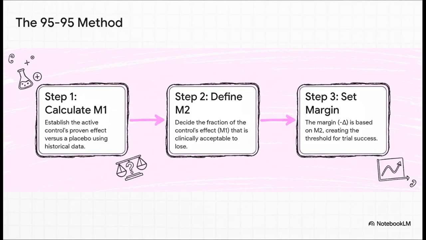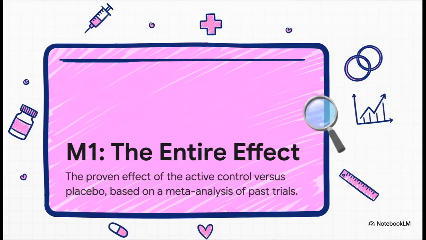So how do you actually justify this margin to, say, the FDA? Well, a common and very rigorous way to do it is with something called the 95-95 method. It's basically a structured process to make sure your margin is based on solid historical proof, not just wishful thinking. Okay, step one is M1. First, you have to establish, with a ton of confidence, just how good the standard treatment, your active control, really is, compared to a placebo.